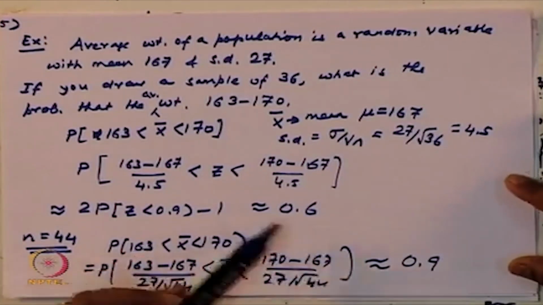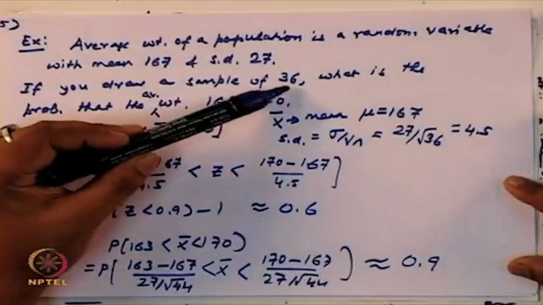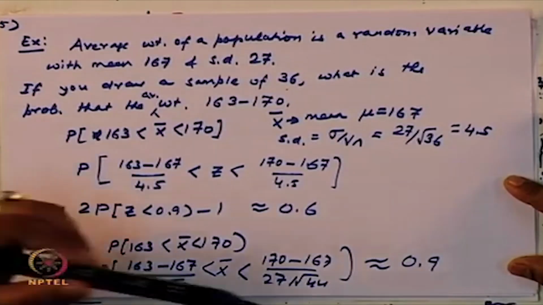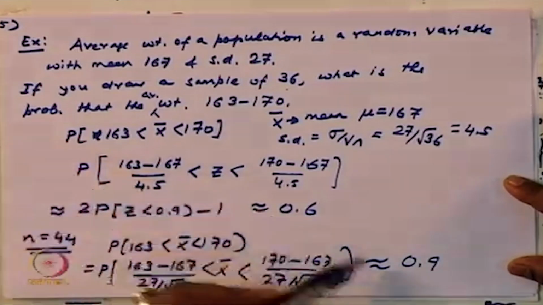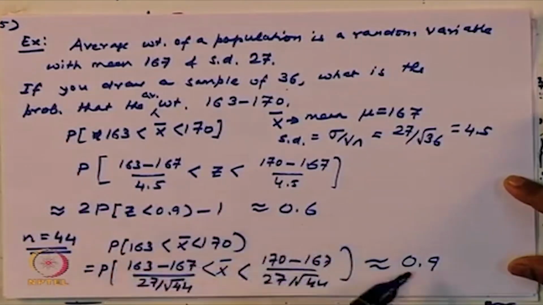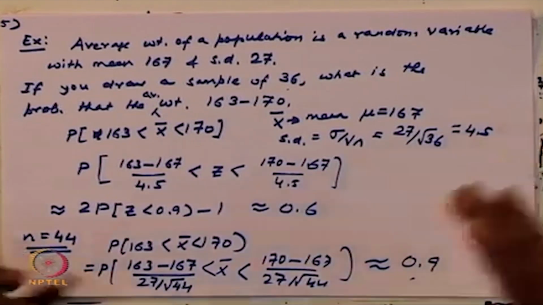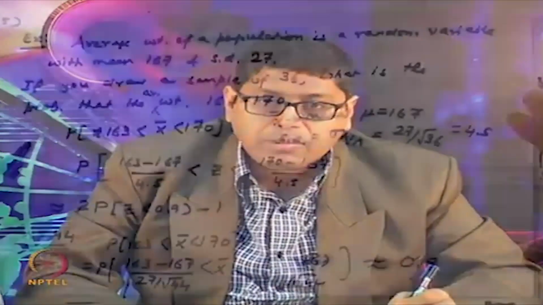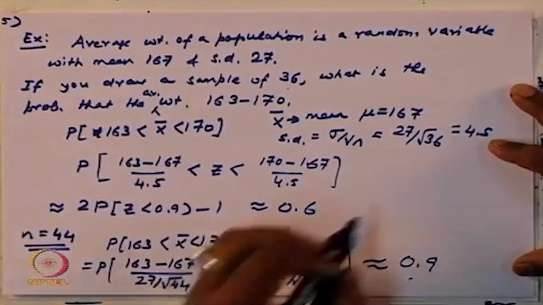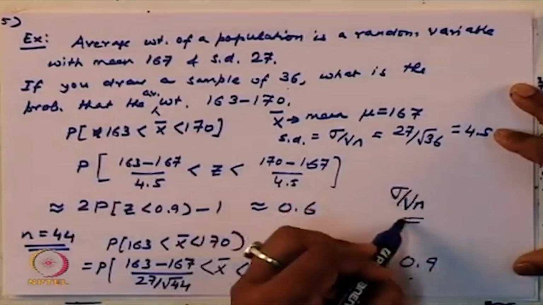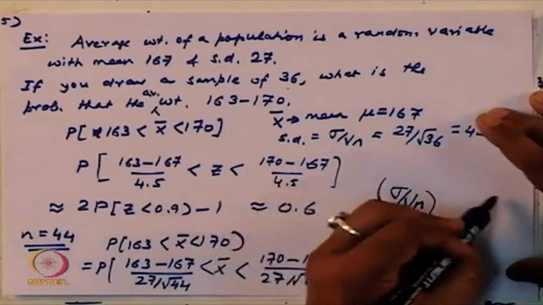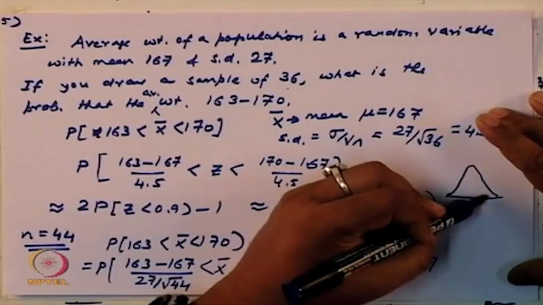So, what you see is by increasing the sample size merely from 36 to 44, your probability of this estimation increases drastically. From 60% you go as high up to 90% even for a small increase in sample size. So, this is very important to note. Your spread is inversely proportional. The spread is the standard deviation of the distribution, and that is sigma by root n. Because you have sigma by root n, with increase in n, the distribution becomes more and more peaked.